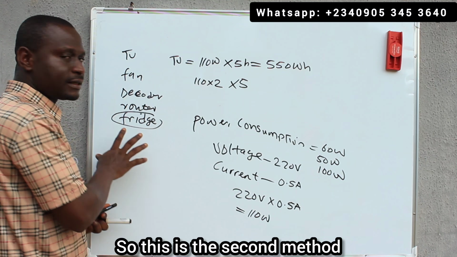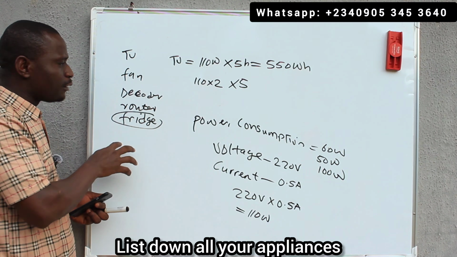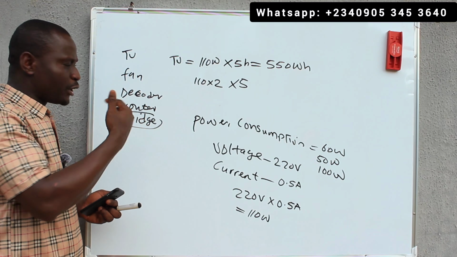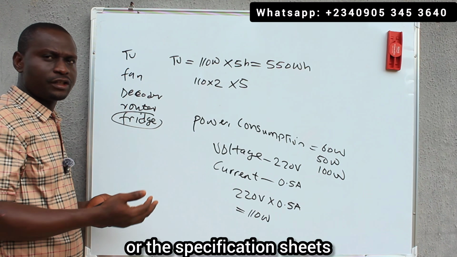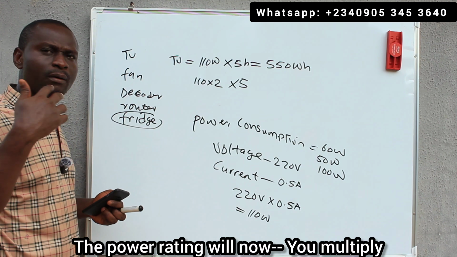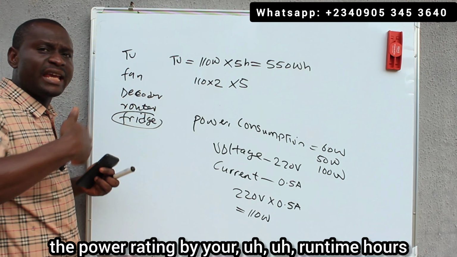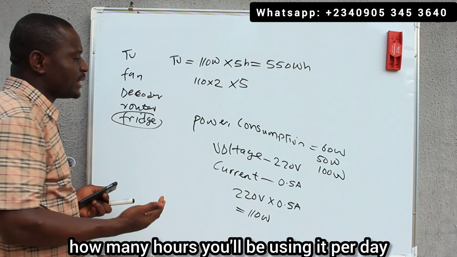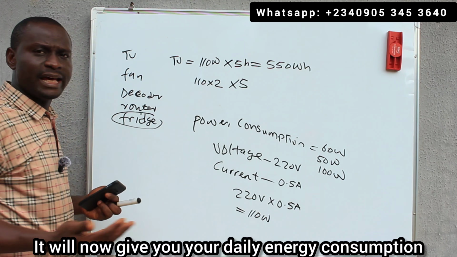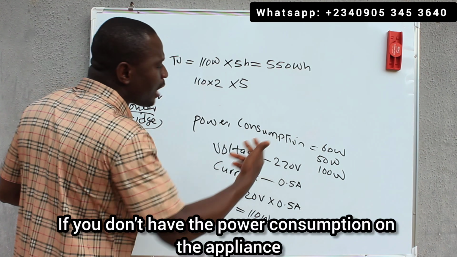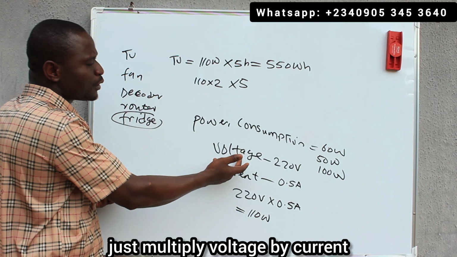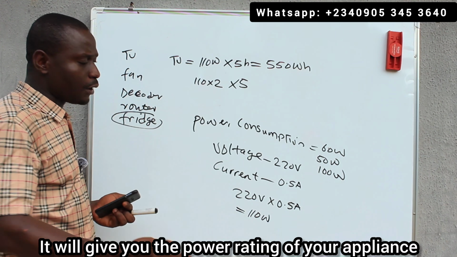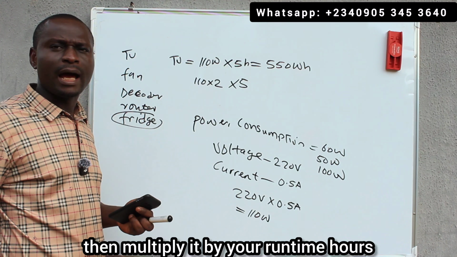So this is the second method. List down all your appliances, look at their power rating. We call it the nameplate or the specification sheets. You multiply the power rating by your runtime hours, how many hours you'll be using it per day. It will give you your daily energy consumption. If you don't have the power rating on the appliance, just multiply voltage by current. It will give you the power rating of your appliance, and multiply it by your runtime hours.